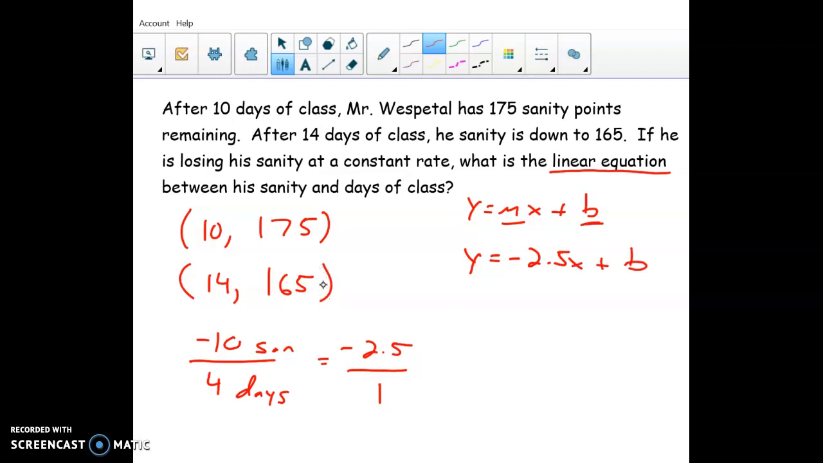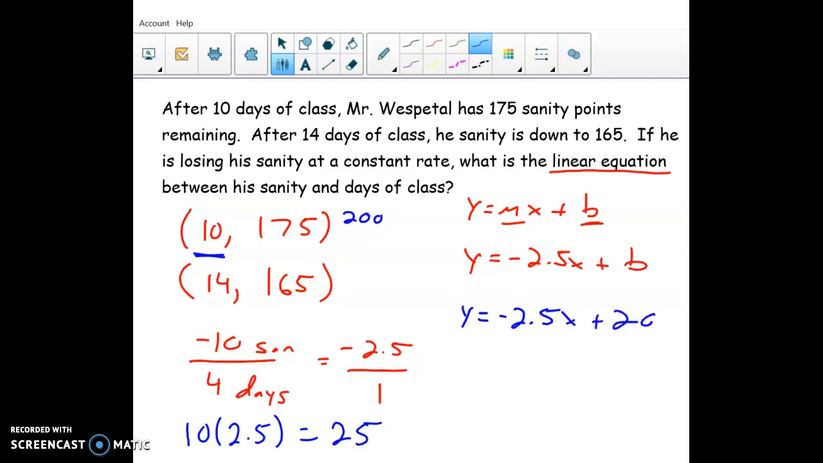And then I don't know b. So there's a few different ways to do this, but maybe the way I would think of it is if I'm losing 2.5 sanity a day, then on day 10, right, I've lost 10 times 2.5 of sanity. That means I've gone down a total of 25 sanity on day 10. Right? If I'm losing 2.5 per day, then at that point I've lost 25 total, meaning if I just add 25 to this, I must have had 200 sanity at the beginning. Right? So my equation is like that.